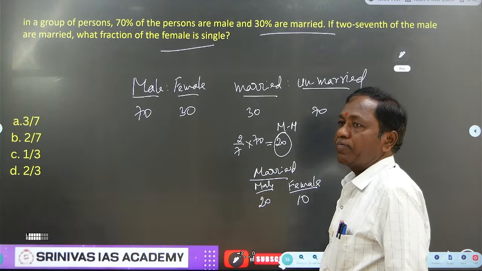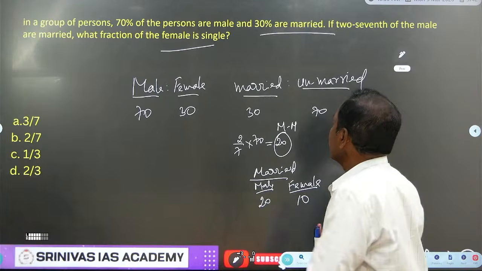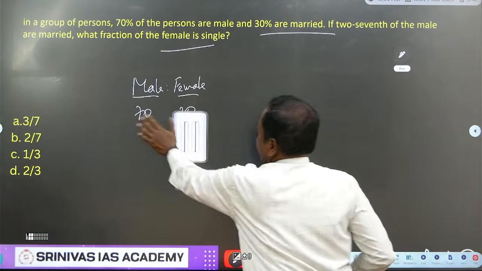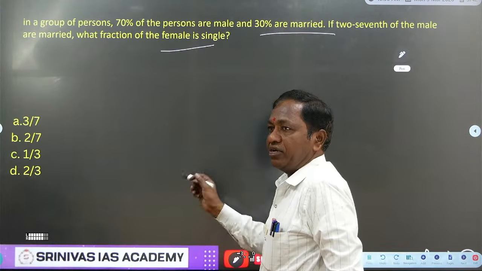Sir, if 20 males are married, 20 females should be married. Sir, you tell me then I'll write here. If you tell me, I'll write here. Yes. No, you just tell me.